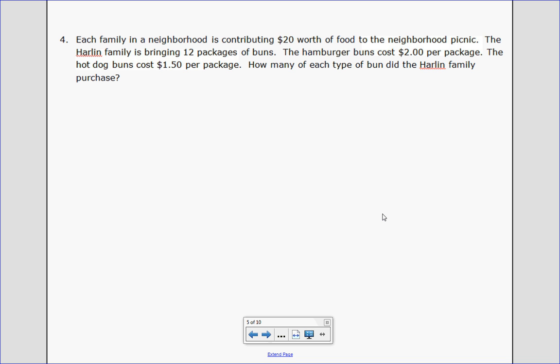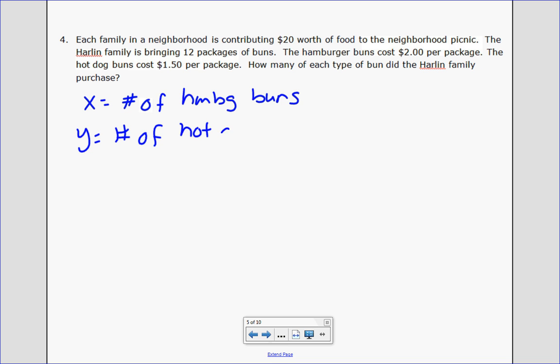Okay, well, first off, what is it? Each family is contributing $20. And so they're bringing buns, so they must be bringing hamburger buns and hot dog buns. So I'm going to start with this. X equals the number of, I'll make this one hamburger buns. You could have made it hot dog. Y equals the number of hot dog buns.